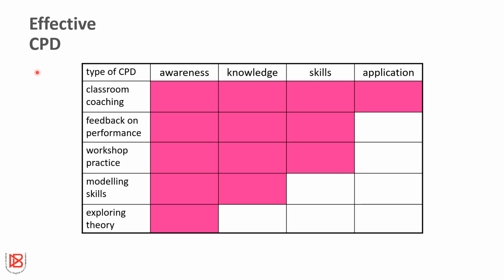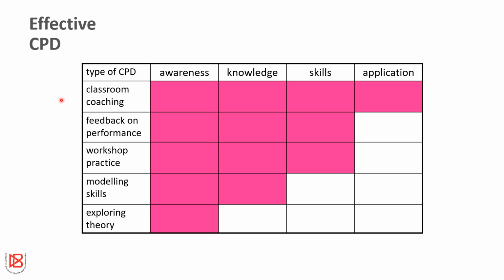Let us understand effective CPD, the type of CPD that is probably right for coaching, classroom coaching. We need to have awareness of feedback, the practice workshop, the modeling skills, and exploring theory. Now, this is what we need. These are the types of skill enhancement programs, or knowledge acquiring programs altogether. Now, how do we go about it?